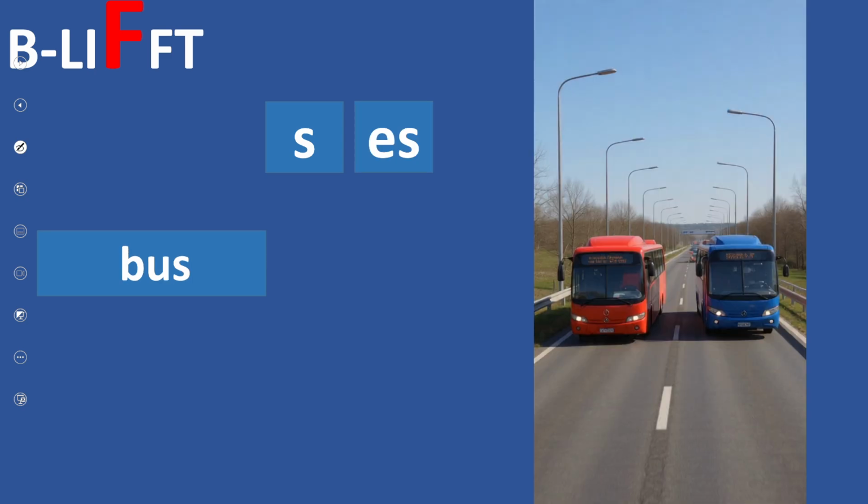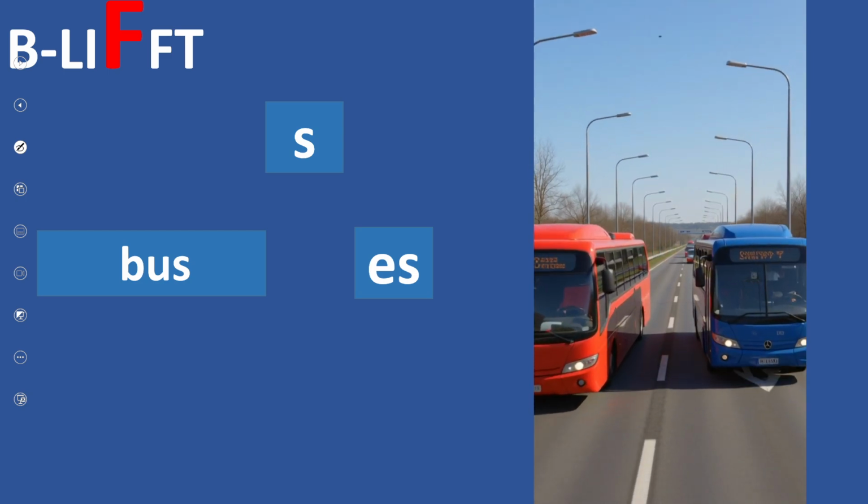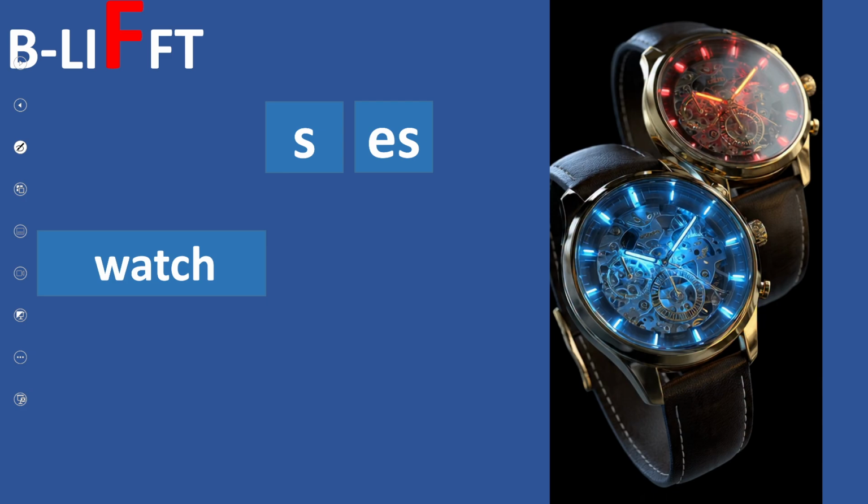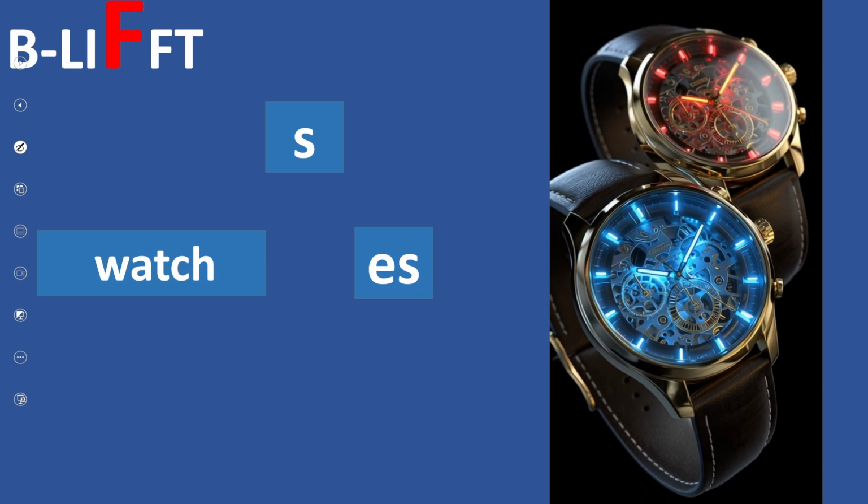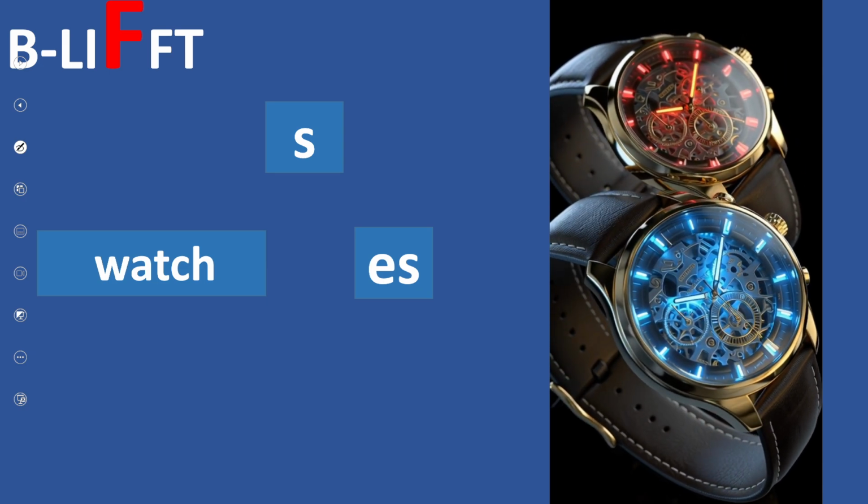We have one more example, bus. Yes, it is ending with the letter S, so we have to add es to make it plural. Very good. I'm so proud of you. Now, watch. Can you see that it is ending with the letters C and H? So what should I add, S or es, to make it plural? Absolutely right. Es is the correct addition.